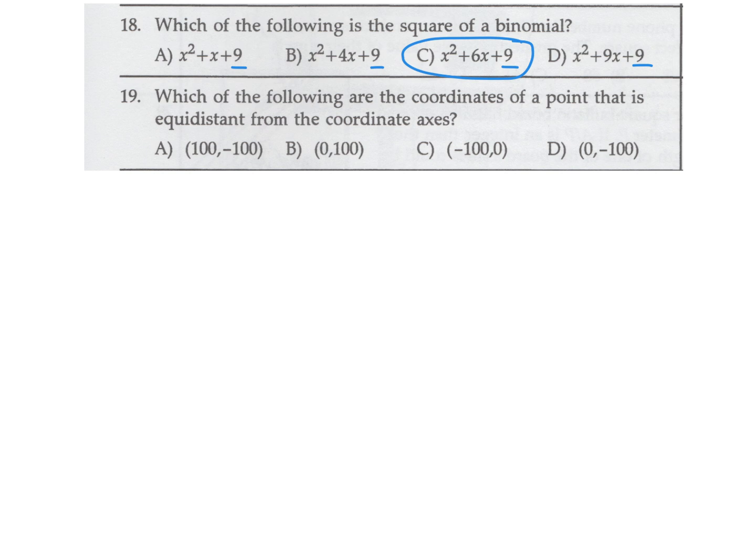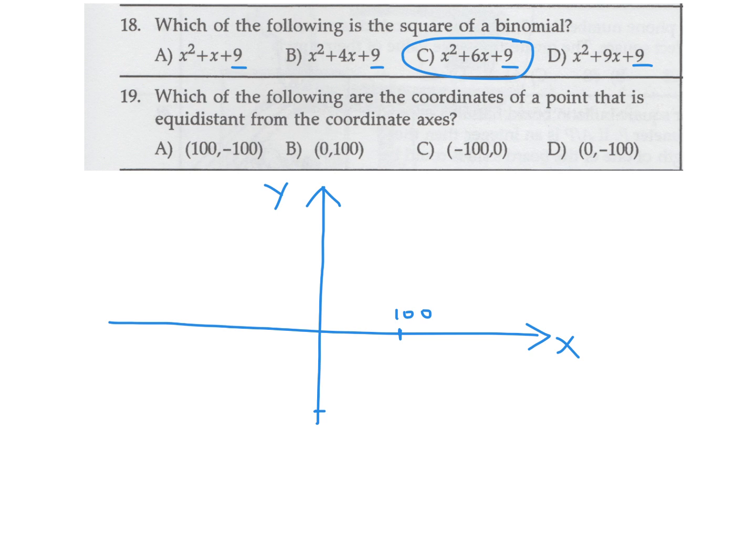Which of the following are the coordinates of a point that is equidistant from both the coordinate axes? So let's just draw the coordinate axes. This is your x, this is your y. Which one of these points is equidistant? Okay, well, let's try the first one, 100 and minus 100. So let's say 100 is way out here, and minus 100 would be, I believe, down there. So this point is here, and that would be equidistant because it would be a distance of 100 from the x-axis, and also a distance of 100 from the y-axis. So without having to test all the other values, we know that 19 is equidistant.